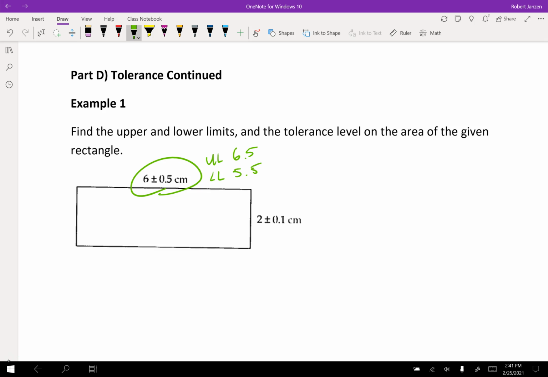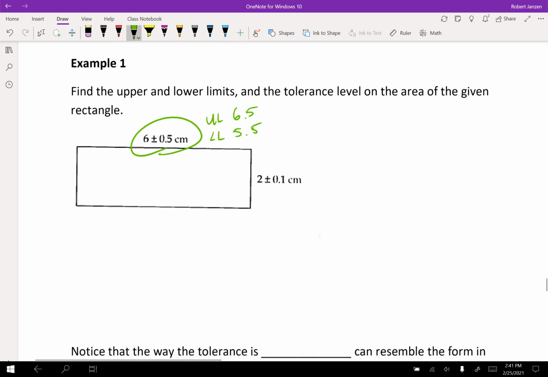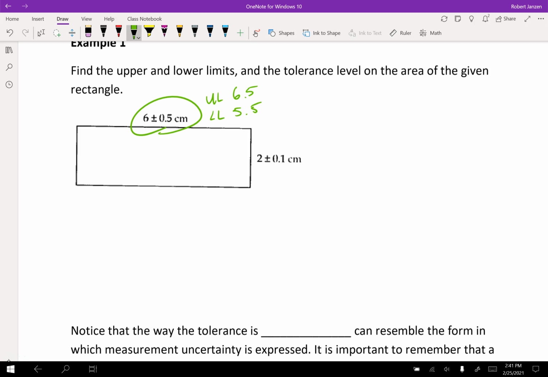But this is not asking for the upper and lower limits of the measurements. We're supposed to find the upper and lower limits of the area. So how do we find area? Well, area is length times width. For the upper limit, this would be the biggest possible area. It would be 6.5 times, and the biggest that could be is 2.1. If I multiply that, I get area is 13.65 centimeters squared.